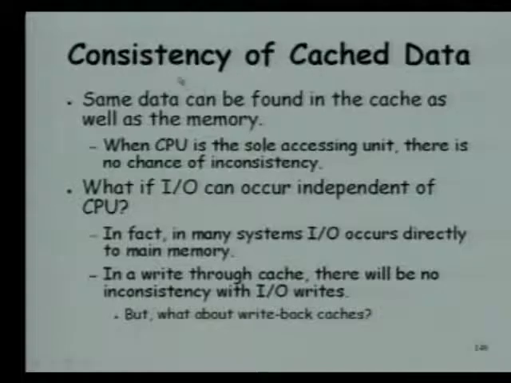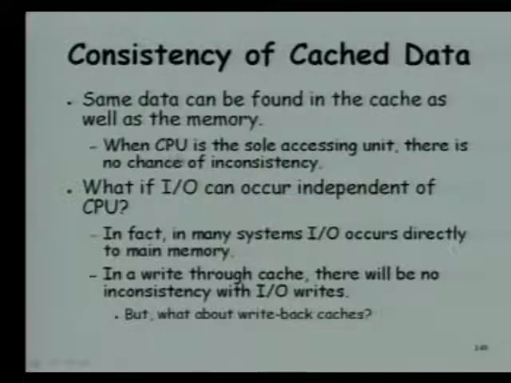So, let us look at another issue about the memory. The issue is consistency of cache data. See, the problem is that the same data is there in the cache as well as memory, because after all the data is fetched from memory to the cache. So, the same data is resident in the memory as well as cache, is it not?